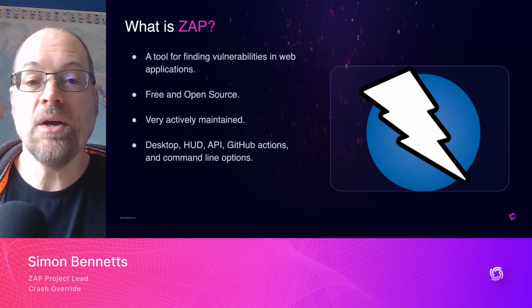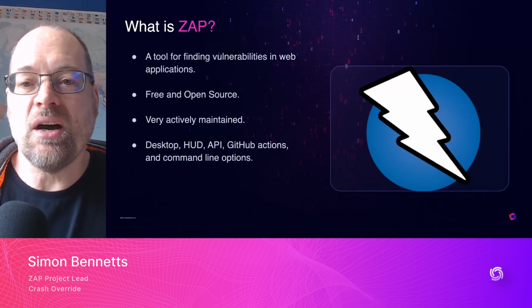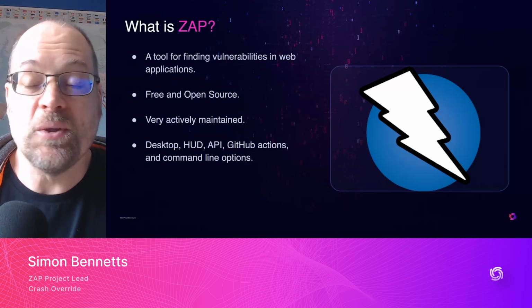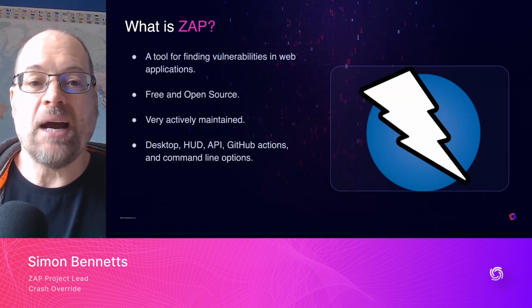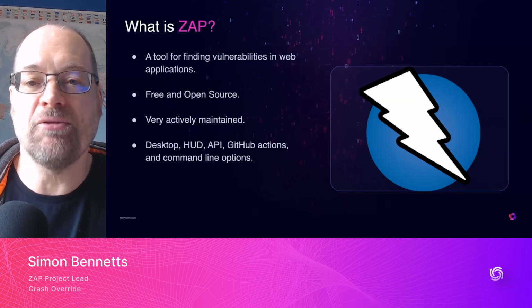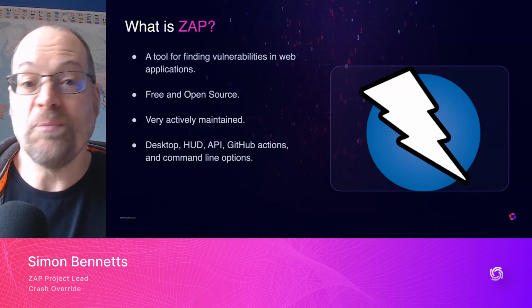It's nearly as powerful as the desktop, so you can do pretty much everything you need to do in automation that way. We also have GitHub Actions, which allow you to do baseline scans, API scans, and full scans of applications. And we have a lot of command line options, including the automation framework, which is particularly powerful and ideally suited for automation.